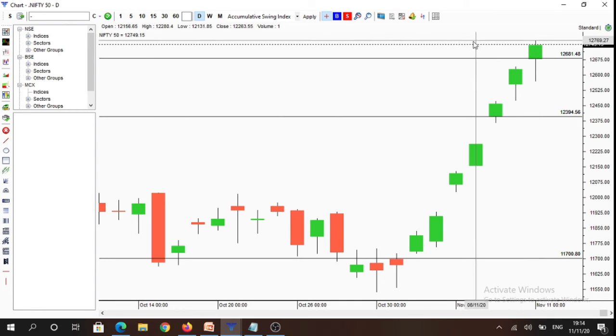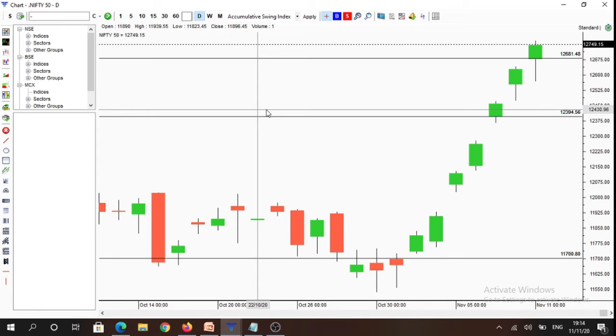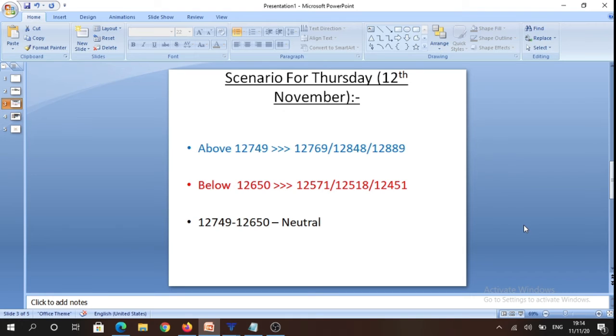And if we were to analyze what is likely to happen on 12th November, that is tomorrow, based on daily time frame, we get the following scenario. Above 12,749 levels, we can trade towards 12,769 levels, 12,848 levels, and potentially 12,889 levels. And on the downside, below 12,650 levels, we can trade towards 12,571 levels, 12,518 levels, and potentially 12,451 levels. And we are going to be remaining neutral in the price range of 12,749 levels to 12,650 levels.